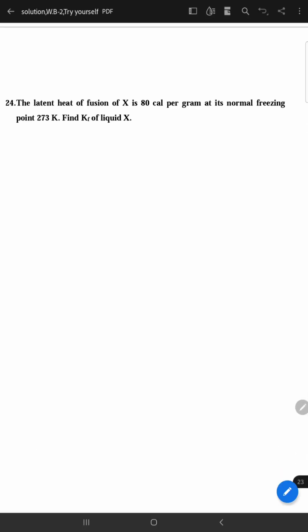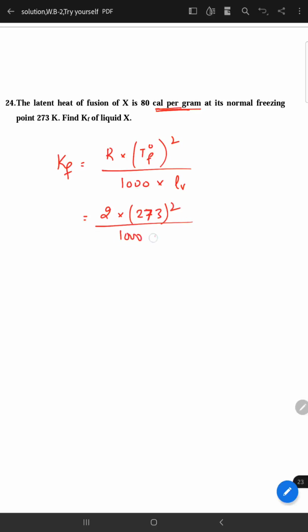Now coming to question number 24. This also has a direct formula to find out KF. KF is given by the formula gas constant into freezing point of solvent whole square by 1000 into latent heat of fusion. Of course R value is in terms of calories, because calorie per gram is given. So in terms of calorie, R value is 2 calories, 273, because they have given the freezing point, whole square by 1000 into latent heat of fusion, which is 80. If you simplify this, you will get Kf value as 1.86 Kelvin kg per mole. 1.86 is the answer for question number 24.